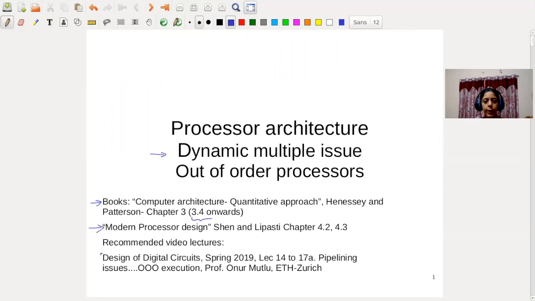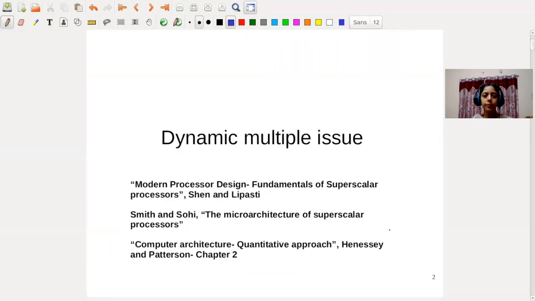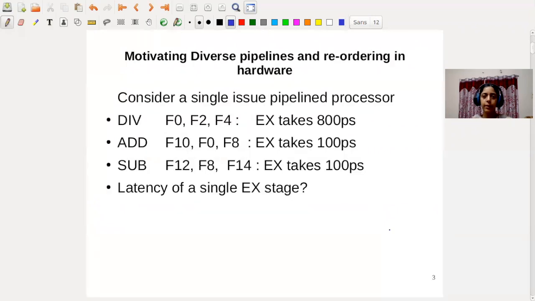There is a very good video lecture series by Professor Onur Mutlu in this particular course, and he covers a wide range of topics from lecture 14 to 17a, starting from pipelining to out of order execution. So we'll first discuss the need for dynamic multiple issue processors.